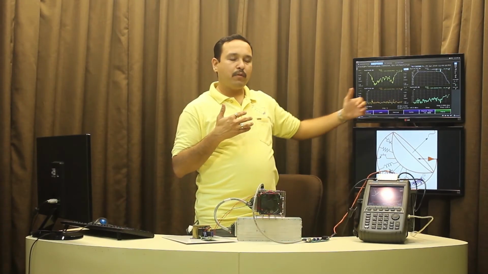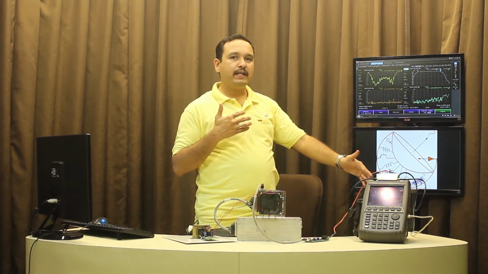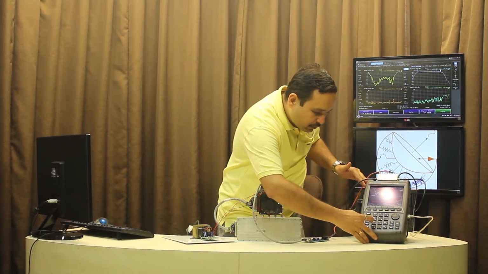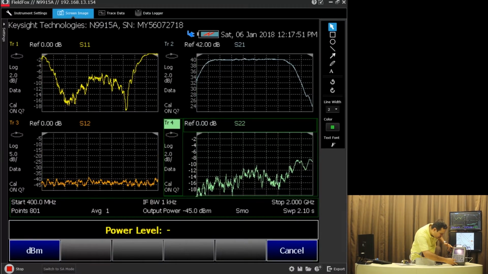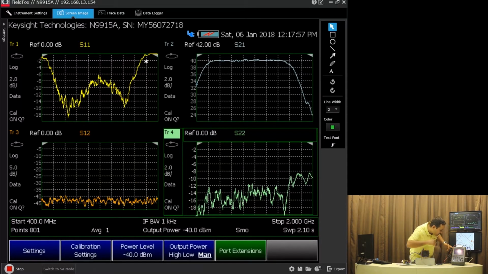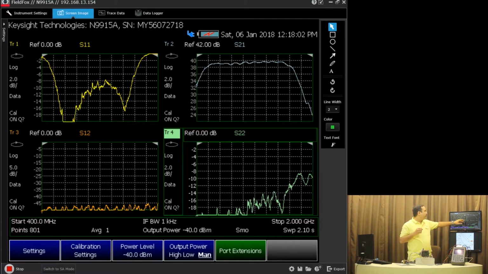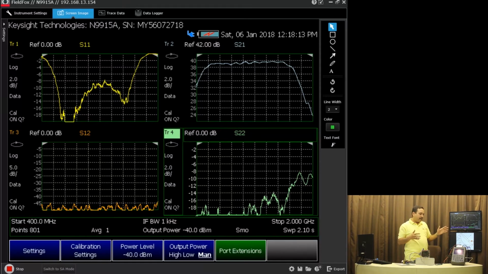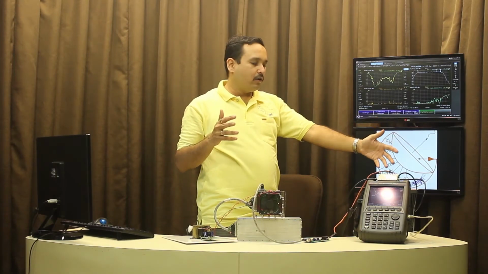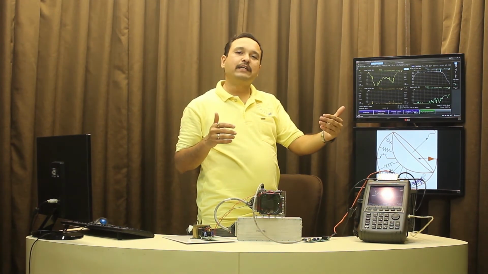So let me increase the power level which is given by this VNA at the input of the low noise amplifier. I will do that by going to measurement setups and power level, say minus 40 dBm. And let it update. And now if you could see, the gain has dropped down by about 1 dB or so. Earlier it was just a little bit above 40 dB and now it is 39 dB or so. So I could say that around minus 40 dBm, this particular low noise amplifier unit starts entering into saturation.